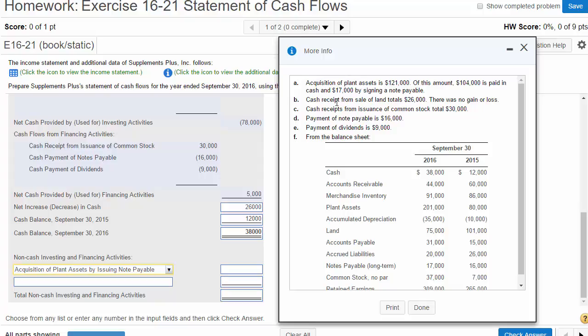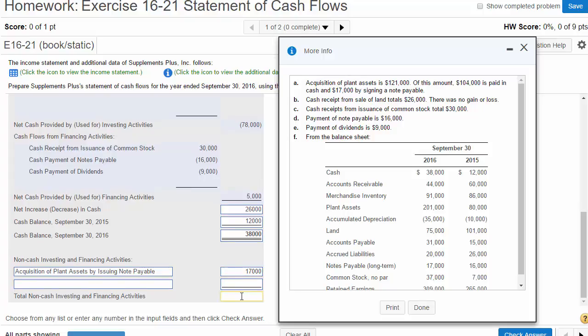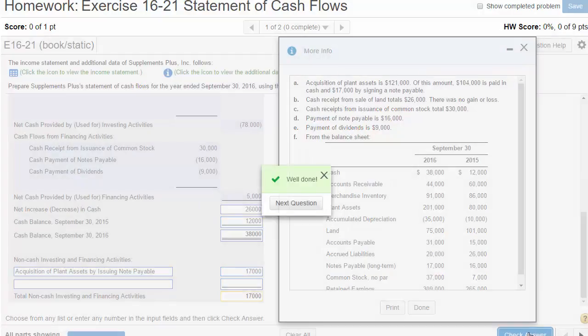And of the 121,000, 17,000 was from financing. In other words, debt. Leave that as a positive. Always leave that as a positive. And we don't have any others. So our total for non-cash investing and financing is $17,000. And that's it.